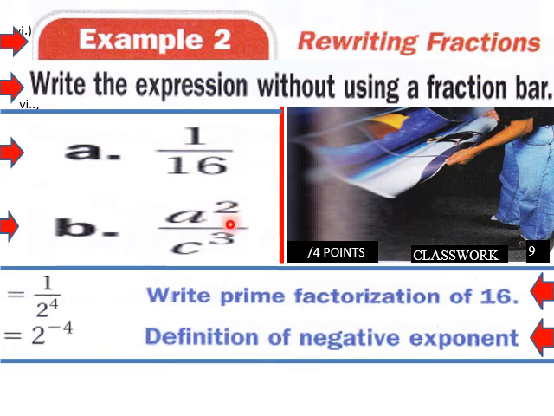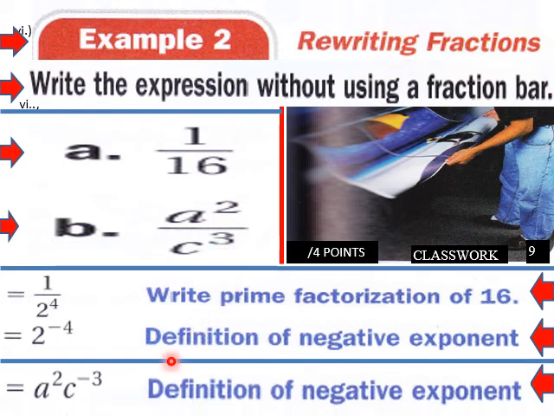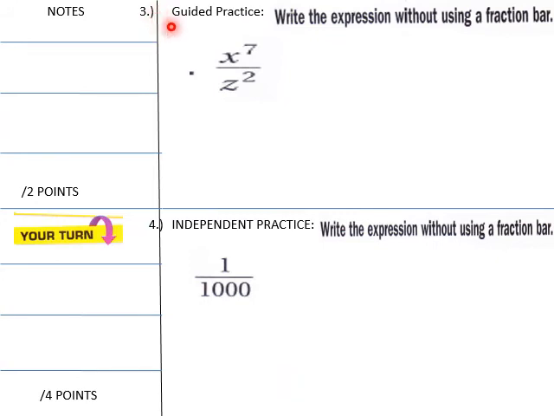And then for b, a squared over c cubed, how could we write that? It'd be a squared c to the negative 3rd power, because this will flip up then. If you negate your exponent here, it'll reciprocate up into the numerator. Guided practice, write the expression without using a fraction bar. This one, students, this is yours down here.